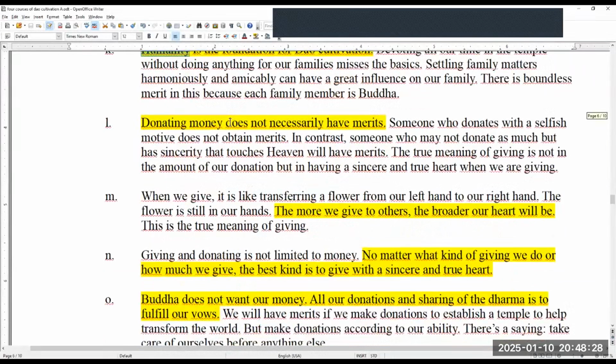And then, of course, donating money does not necessarily have merits. As I mentioned in the example about the donation, whether it's money or whatever, it comes really from the true heart, or the Buddha nature heart. Someone who donates with a selfish motive does not attain merits. In contrast, somebody who may not donate as much but has sincerity, that touches heaven, will have merits. It is the sincerity that counts, and the Buddha nature aspect.